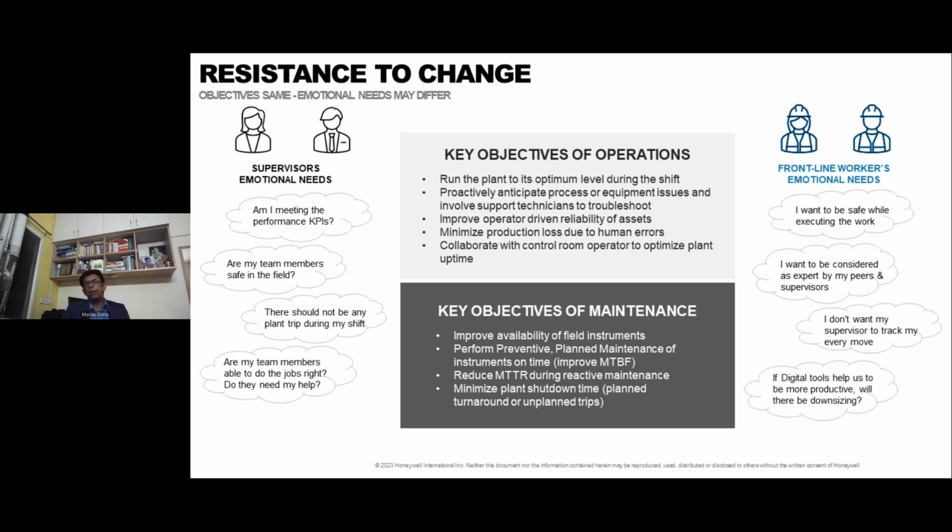So these are some of the emotional needs which, if we don't address in a proper way, then digital transformation, specifically for workforce, right? Digital transformation for process and digital transformation for asset also have their own challenges, but this particular human nature and their insecurities, if we don't address, then there will be a resistance to that change.